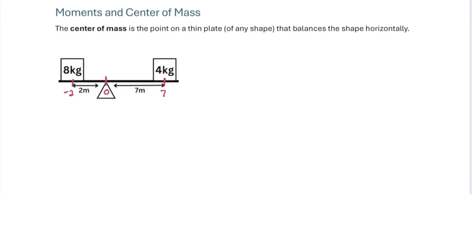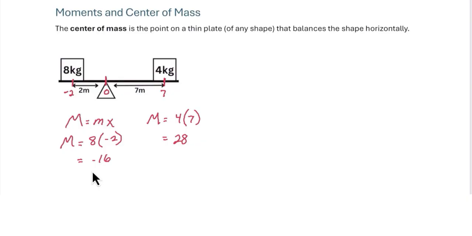The formula to calculate a moment is mass times its location. So the moment on the left would be the mass of 8 kilograms times its location, -2. This will give us -16. And then the moment on the right, we have its mass 4 times x, which is 7. We get 28. For the moment, let's think about the magnitude of each of those. The magnitude of the moment on the left is 16. The magnitude of the moment on the right is 28.